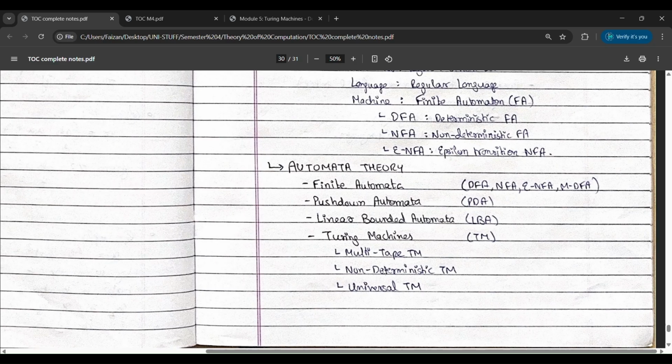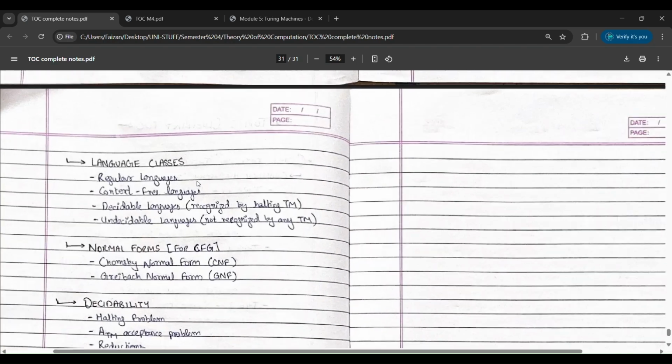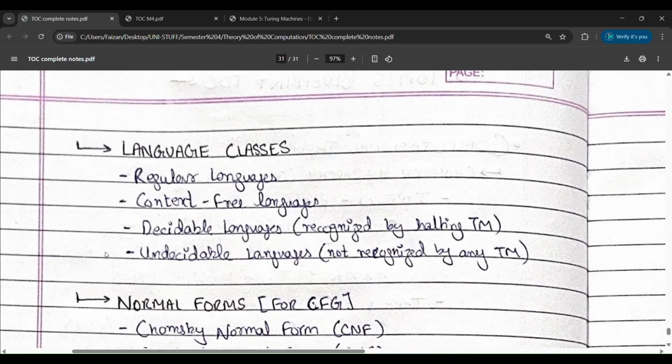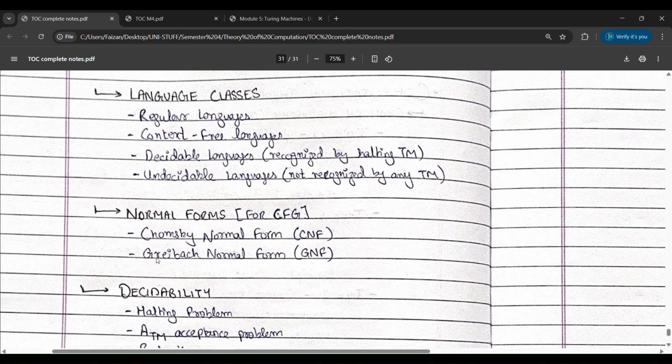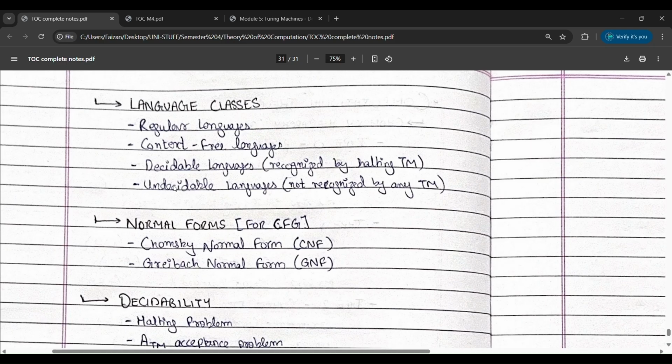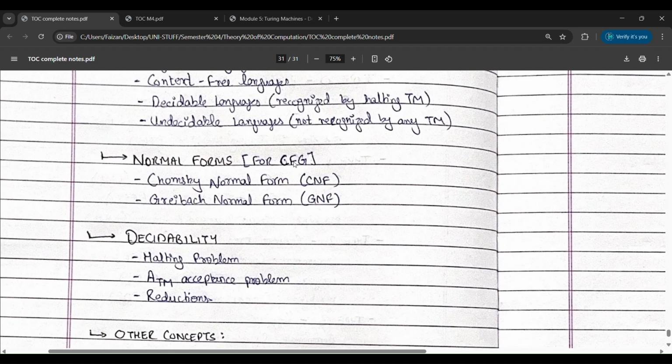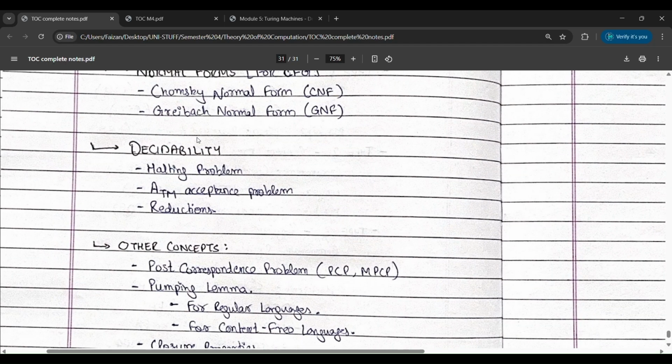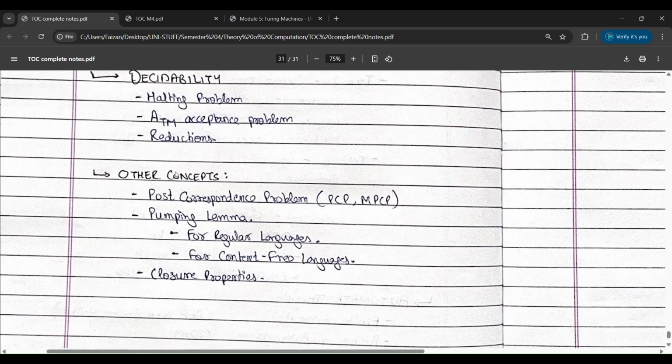You have automata theory, in which you have these. You have the Turing machine, and you have variations of the Turing machine. Then we have language classes. These are the 4 levels of languages. And remember, the whole reason why we have the other theorems, the halting issue and everything, is that undecidable languages are not recognized by any Turing machine. We have 2 normal forms for context free grammars, which are CNF and GNF. We studied those. We have the decidability issue. The acceptance problem is ATM, and the halting problem is there, and we have the reductions.